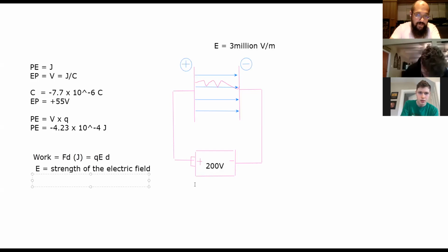Okay, so then you take this. If you have the work divided by Q equal to the electric field multiplied by the distance, you can then have the work divided by Q equal to the voltage. So the voltage is equal to the electric field multiplied by the distance between them.